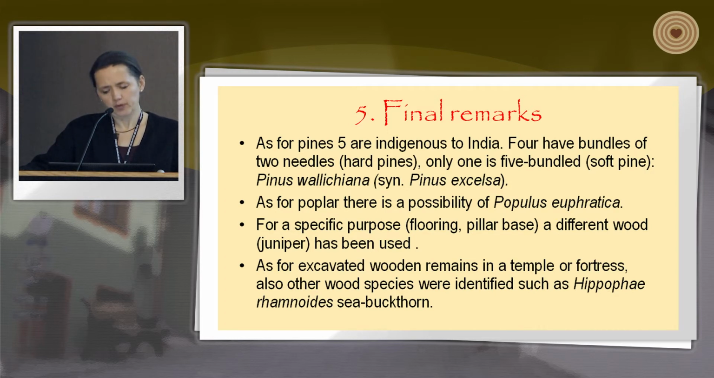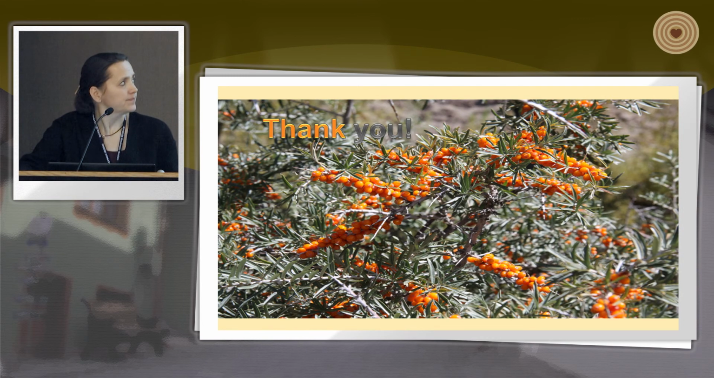Then for a specific purpose, for flooring or for a pillar base, a different wood species like juniper has been used. And for excavated wooden remains, I also did some with my institute archaeologists, and there were also some other tree species, mostly poplar, but also another species like Hippophae rhamnoides, which is the sea buckthorn. And this is the sea buckthorn.